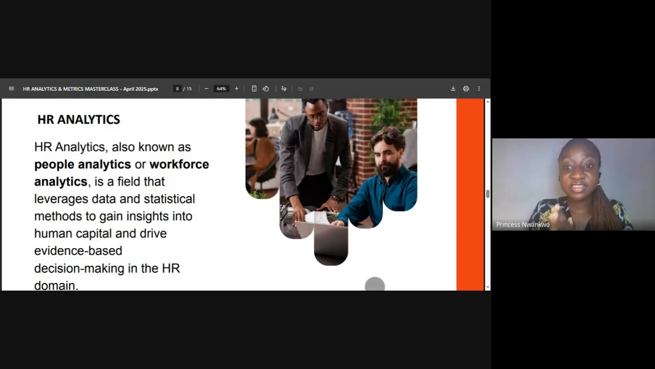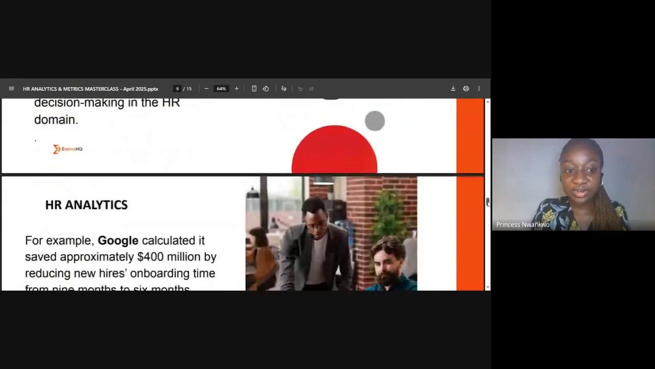So HR analytics is a field that leverages data, like I mentioned earlier, and statistical methods to gain insights into human capital and drive evidence-based decision-making. What I'm saying in simple terms is HR analytics really is that process by which you analyze your metrics in order to make better decisions. That's what I'm saying in simple terms here. So that's about HR analytics.